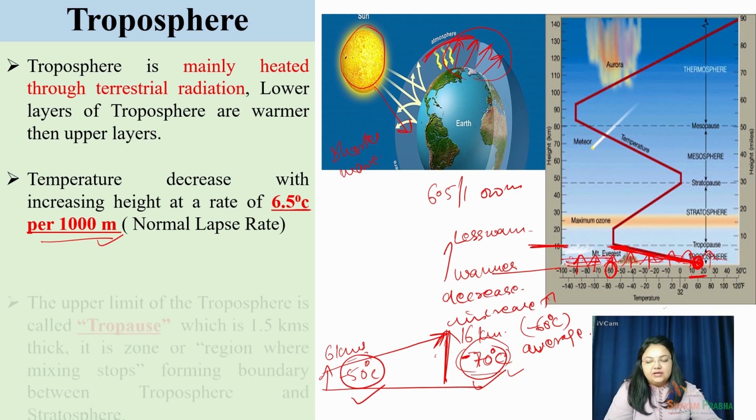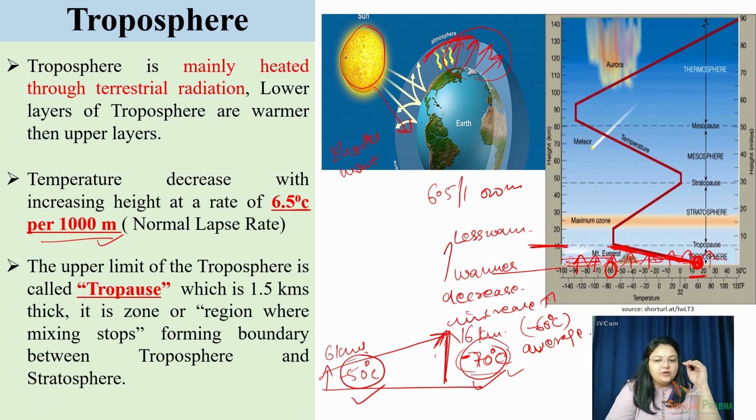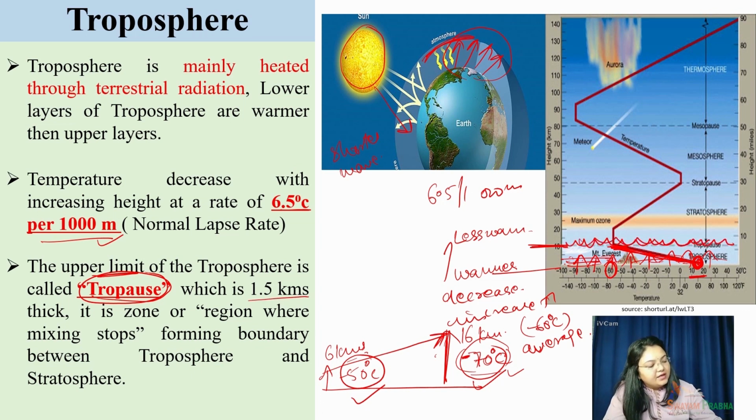So at this upper limit of the troposphere, where the temperature becomes minus 70 over the equatorial areas and minus 50 over the polar areas, it reaches the upper limit, which is called the tropopause, which is a 1.5 kilometer thick layer in the upper limits of the troposphere. It is also called a zone where the mixing stops, forming a boundary between the troposphere and the upper layer called the stratosphere.